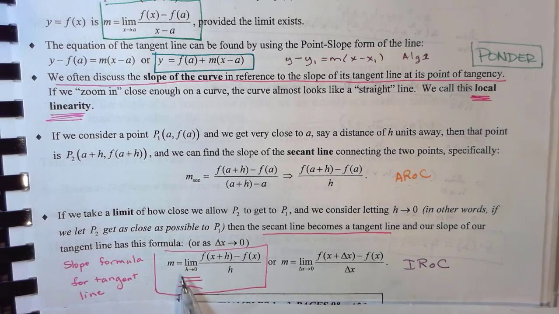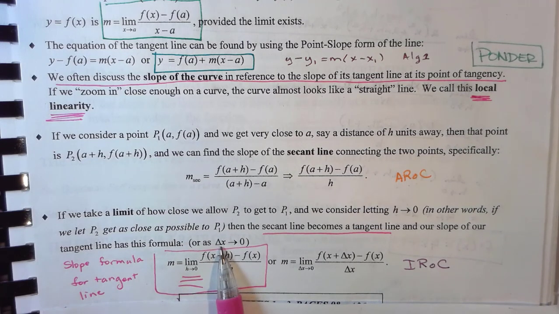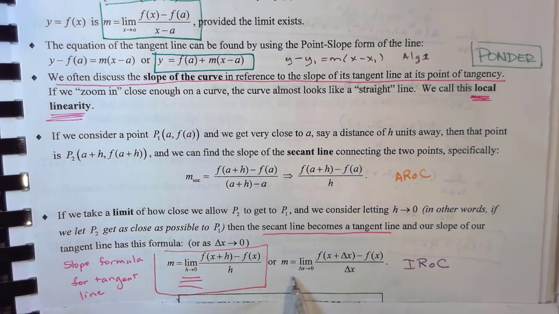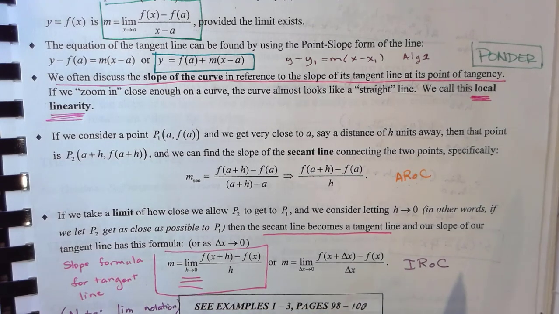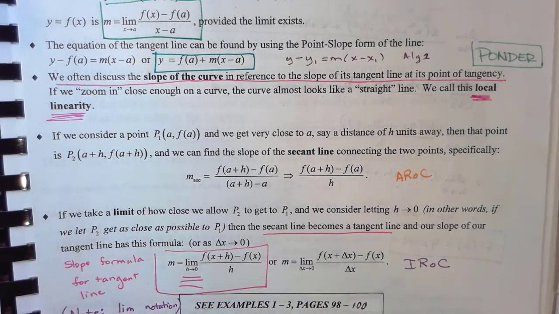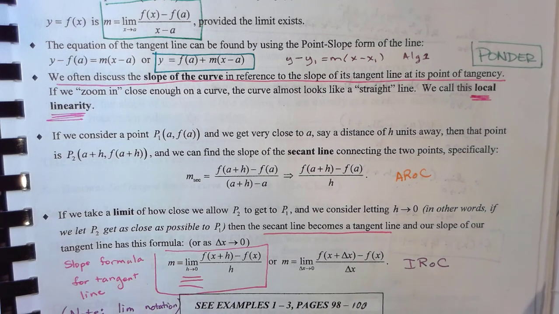I can also, instead of h, use this notation, delta x. That means the change in x. But the important thing is this gives us the instantaneous rate of change, IROC, instantaneous rate of change. Note that here we are in a situation where it says to see examples 1, 2, and 3 on pages 98 to 100. Be sure you do that.